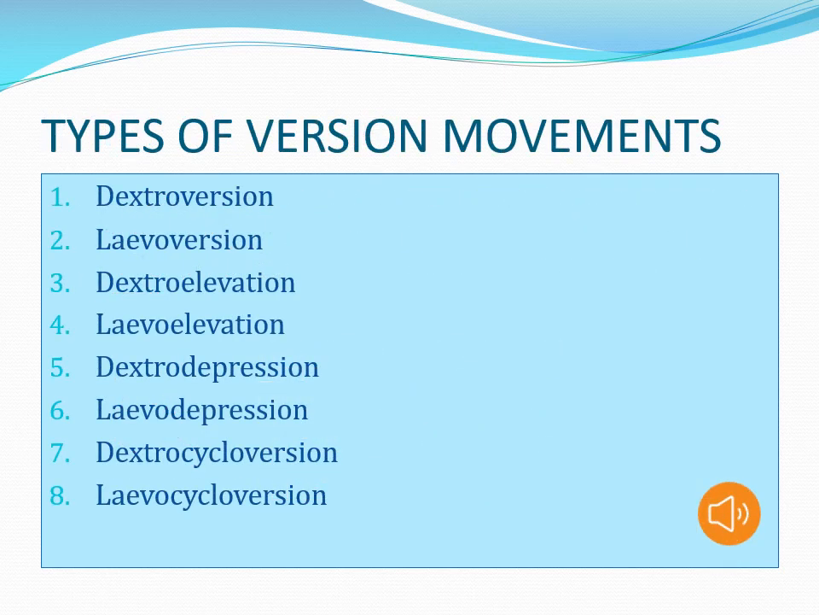Moving forward, there are 8 types of version movements. They are dextroversion, levoversion, dextroelevation, levoelevation, dextrodepression, levodepression, dextrocycloversion, and levocycloversion. I want you to understand the meaning of certain words here so that it's easier for you to interpret those movements. For example, dextro means right, levo means left, elevation means upwards, depression means downwards, and cyclo, in both the cases, that's rotation.